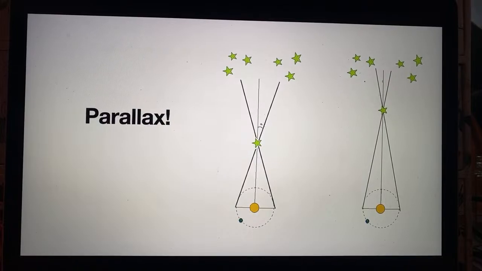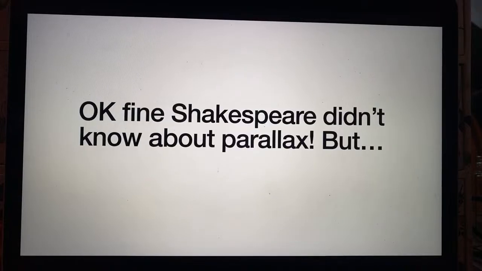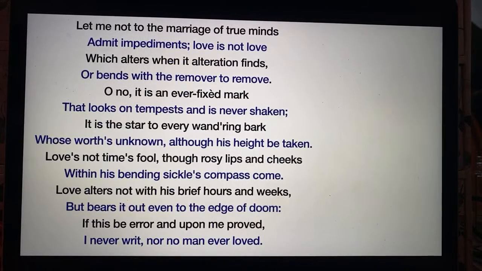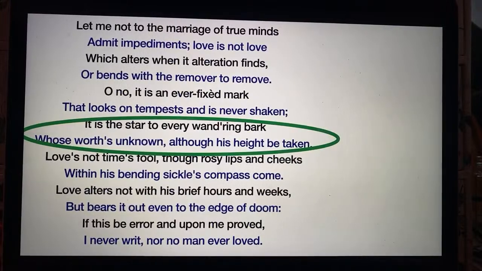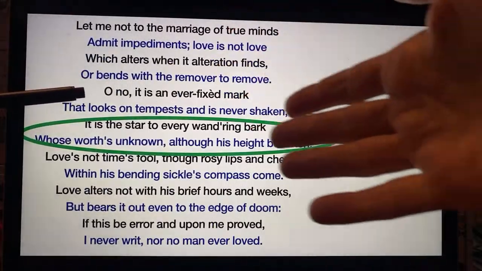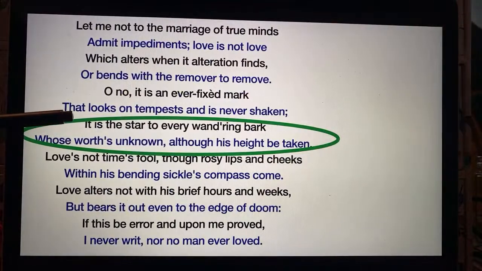Now, full disclosure, I will admit, Shakespeare didn't know about parallax. Okay, he didn't. But what about this next bit? "It is the star." So, love. We're talking about love, right? "Love is not love, which bends with the remover to remove. It is an ever-fixed mark. It is the star to every wandering bark, whose worth's unknown, although his height be taken."